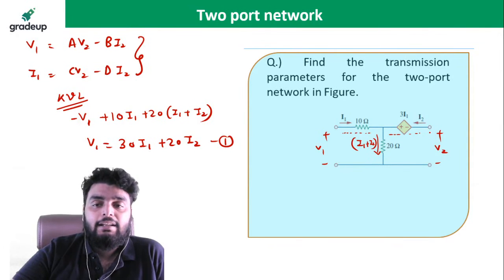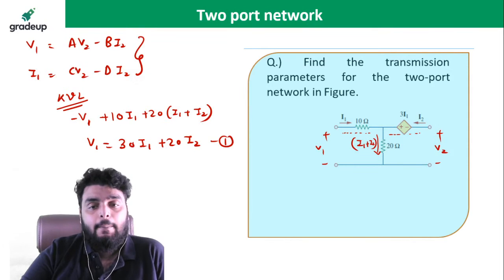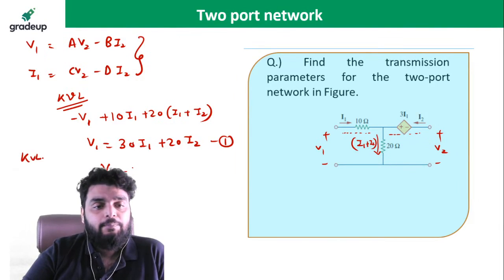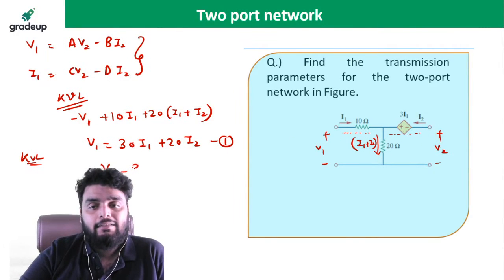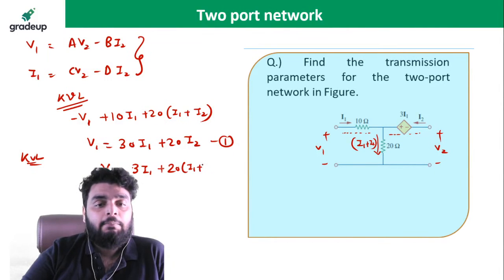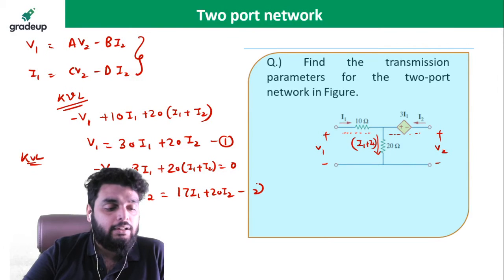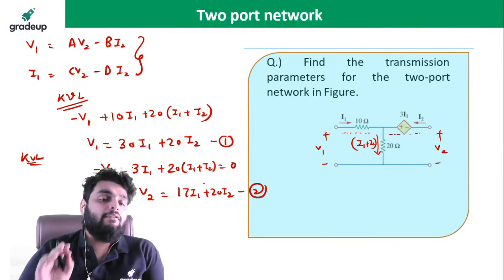If you see the second equation very carefully, minus V2, KVL लगा रहा हूं फिर से. So minus V2 minus 3 times I1 plus 20 times of (I1 plus I2) equal to 0. So second equation क्या आ गई? 17 I1 plus 20 times I2 gives you the second equation. Okay. Now see very carefully.